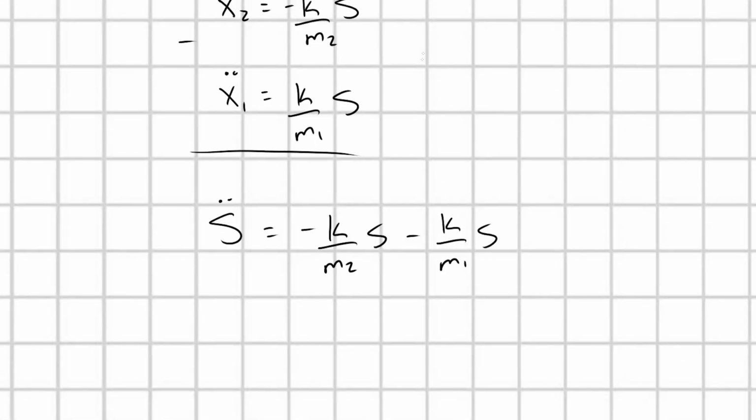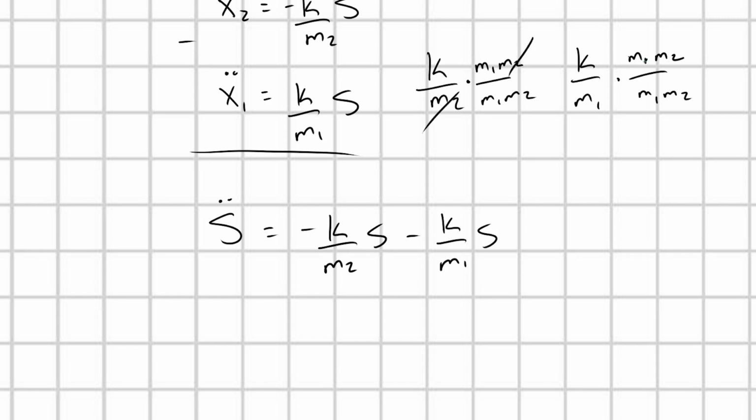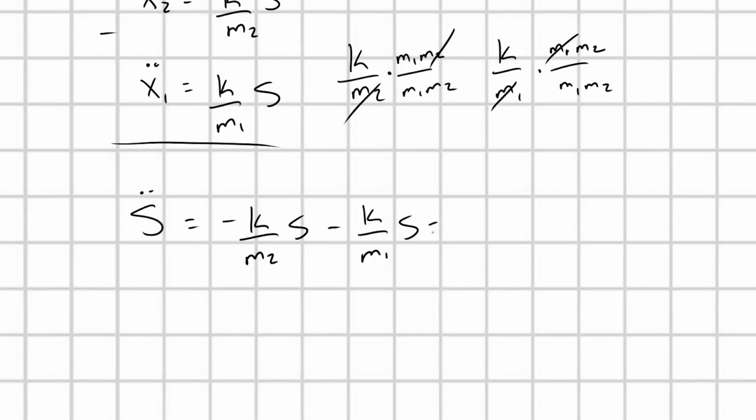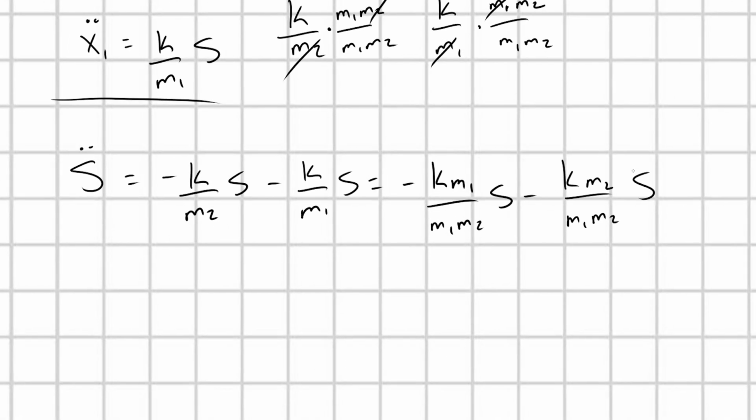Definitely, right? If I have k over m2 and I have k over m1, what I can do, watch this, I can multiply both of these by m1 m2 over m1 m2, just multiplying them by 1, cancel, cancel, and cancel, cancel. Look how these terms have the same denominator now, right? This is going to be equal to minus k m1 over m1 m2 s minus k m2 over m1 m2 s. Nice. Now we can pull everything out, right?